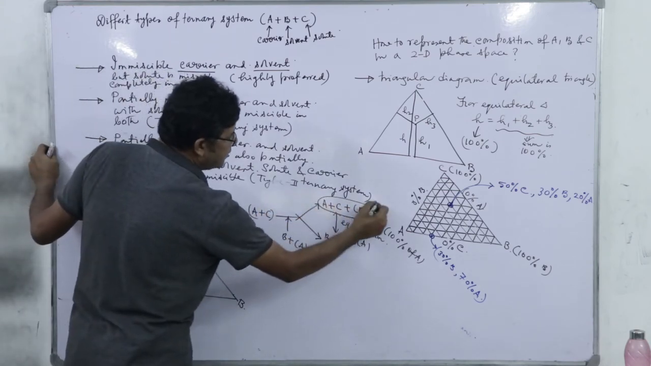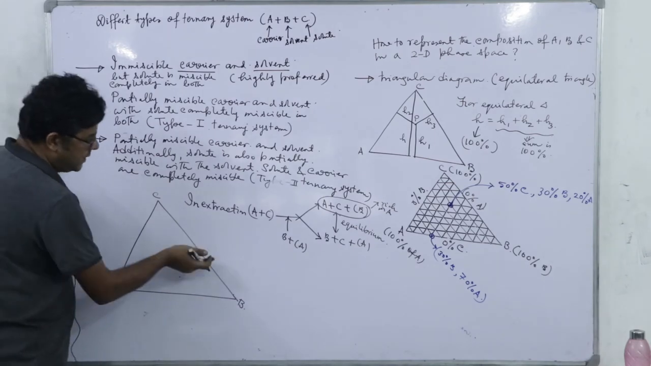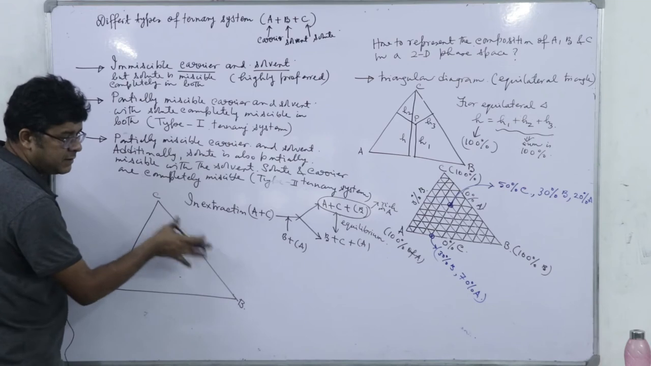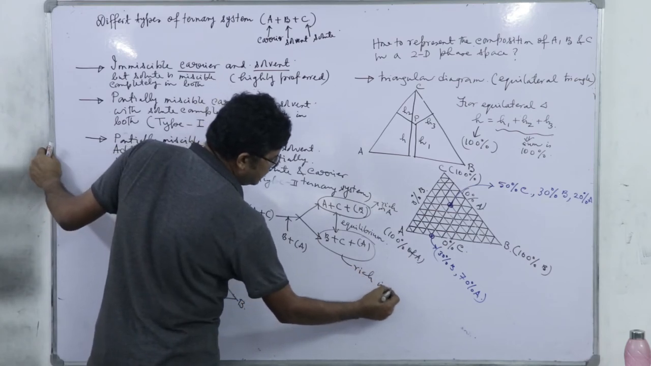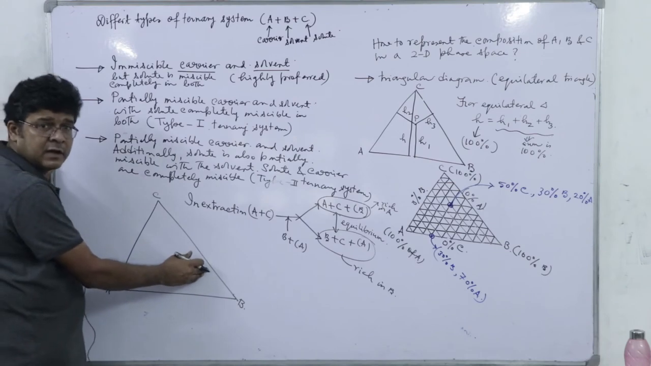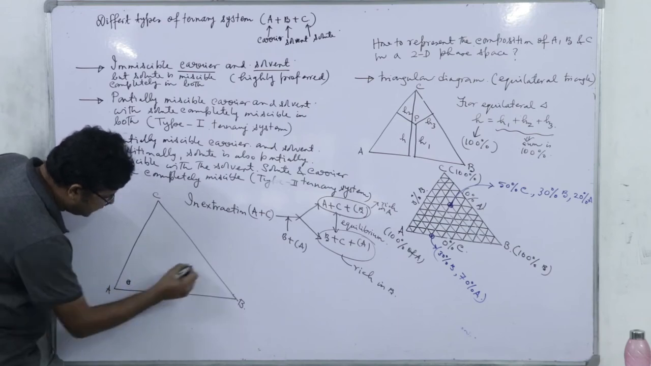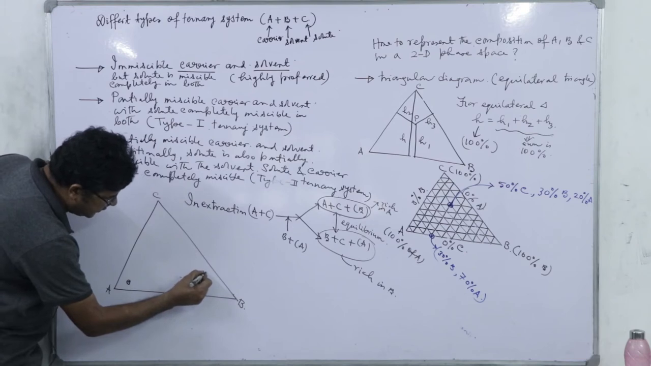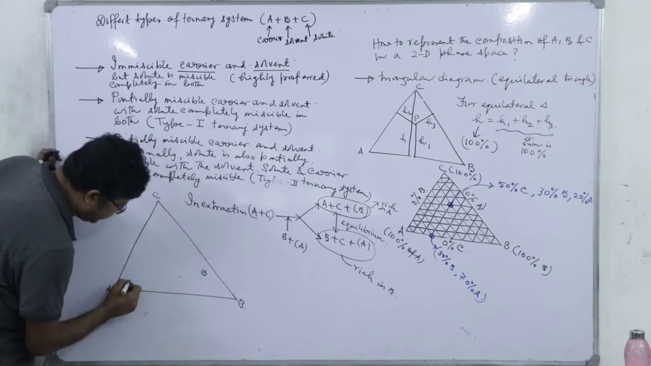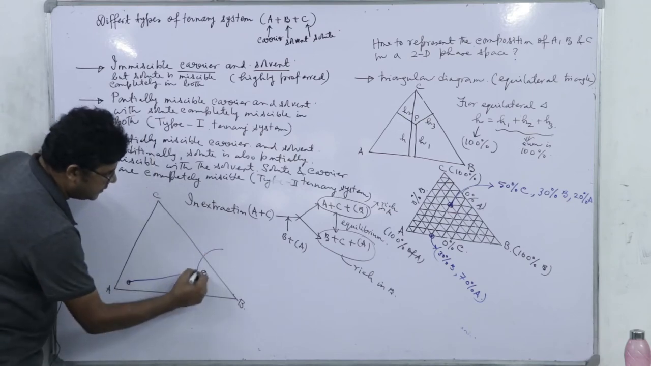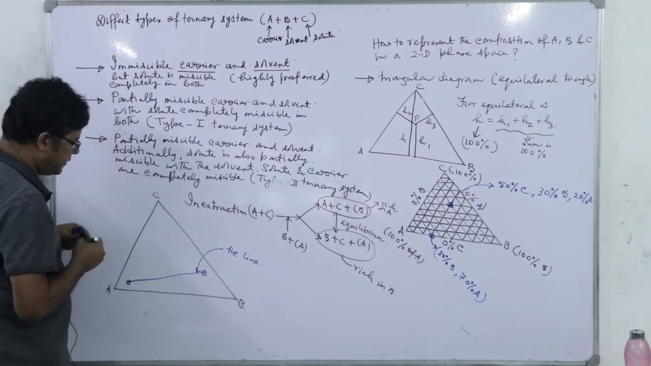One is rich in A, so it will be close to this point A, and another is rich in B, because the respective solution is rich in B. So it will be closer to this vertex B. So a point may be here, which is in equilibrium with a composition of the ternary system here. And if I join these two by a line, this becomes the tie line. So we'll get similar other tie lines.